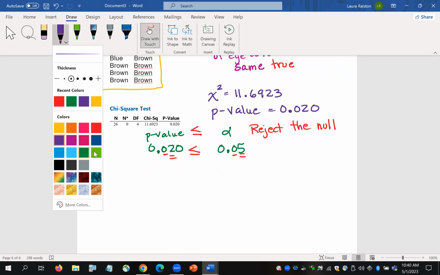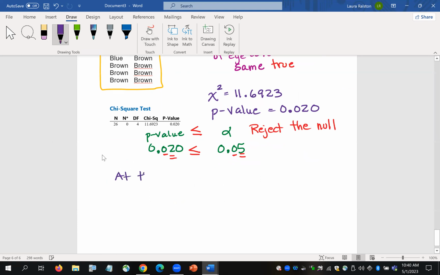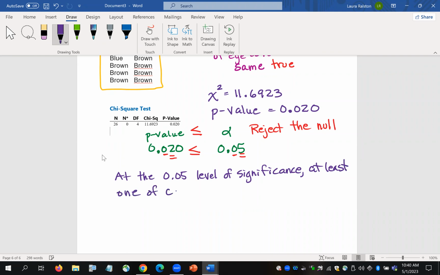So we would say at the 0.05 level of significance, at least one of the categories of eye color are not the same.